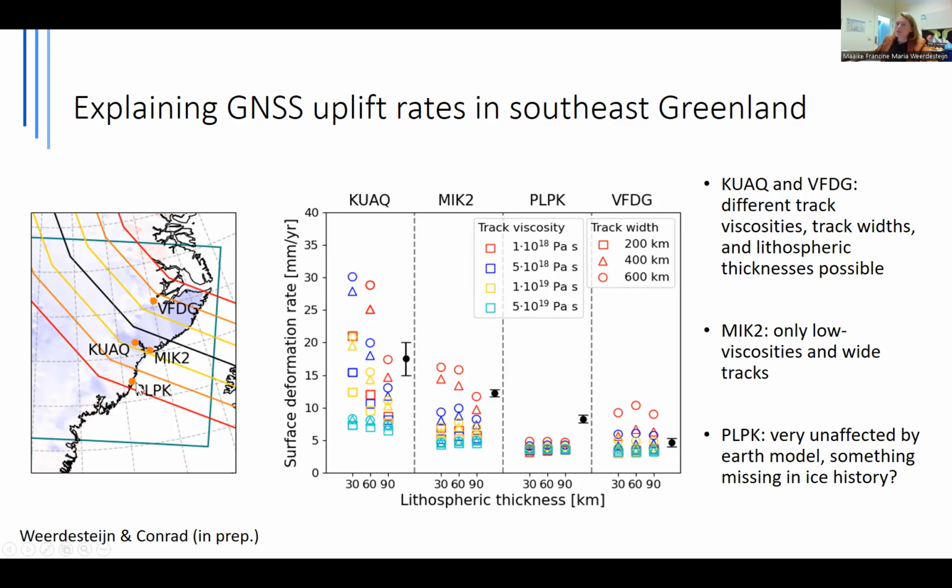And we also see that this station here is fairly unaffected by whatever parameters we use for the plume track. So that could be that something is not captured in one of the ice history models that we're using. Yeah, so that's the status so far.